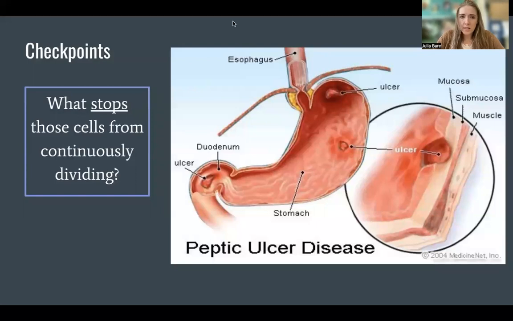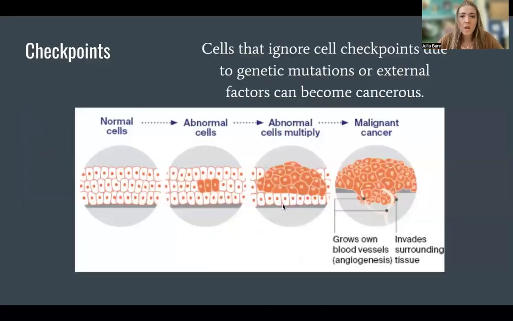In the previous lessons, we have learned about ulcers. And so let's say that you are recovering from an ulcer and you are at the end of your stages of recovery. So the cells in that pocket of dead cells have rejuvenated, they have been replaced. And now we need to stop cell division. So what is going to keep those cells from continuing to divide? Anytime a cell doesn't stop dividing, it's going to potentially cause cancer.